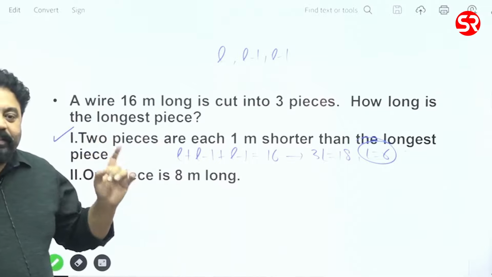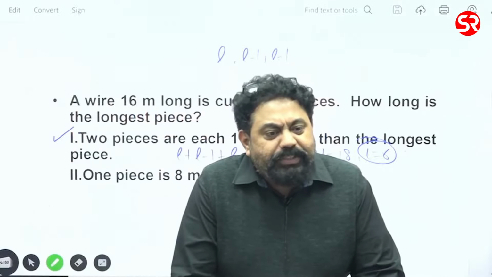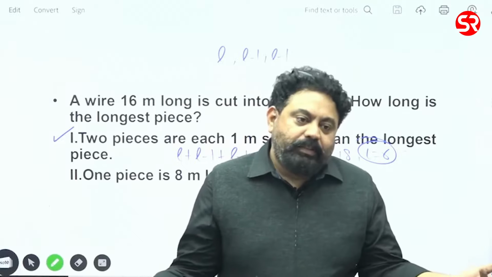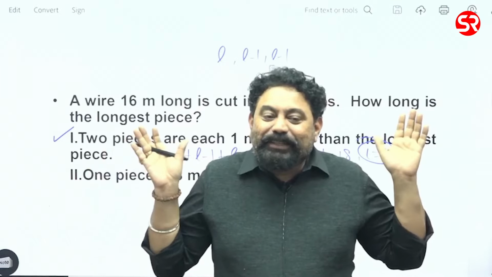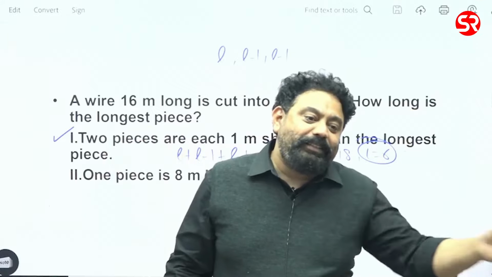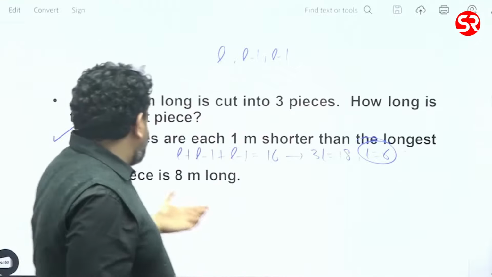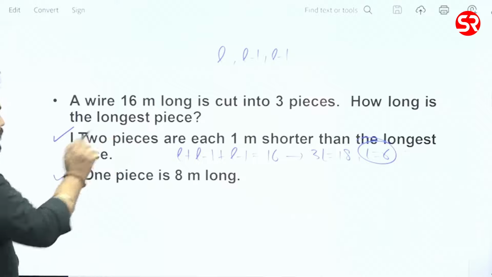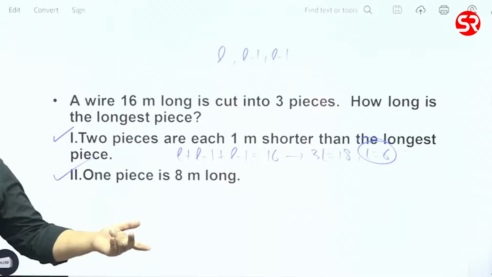So, now, 16 meter ki wire hai Navneet, one piece is 8 meter long, remaining 2 pieces would be shorter than 8 meter then. If you have a 16 meter long wire and you are cutting it into 3 pieces, one piece is 8 meter long, remaining 2 pieces have to be less than that. Because half the length is taken by one of the pieces, that is the lengthiest piece. So, he says, one piece is 8 meter long. So, how long is the longest piece? 8 meter. Dusri is also giving you the answer. Longest piece kya hoga? 8 meter hoga fir.